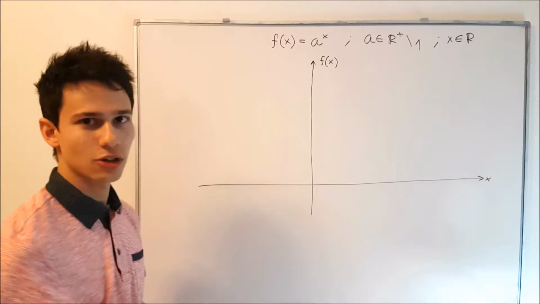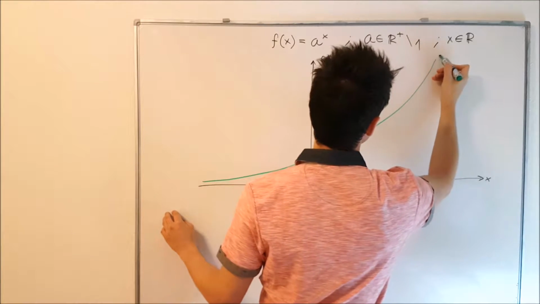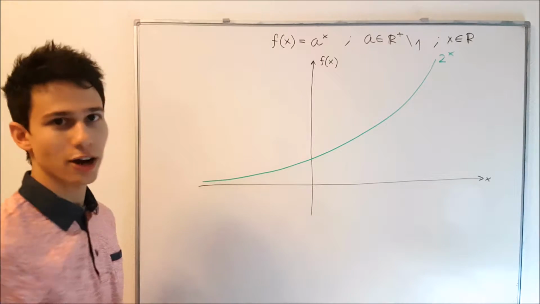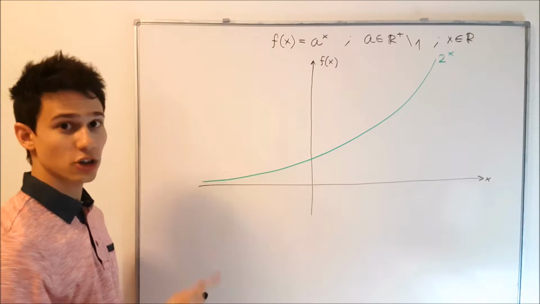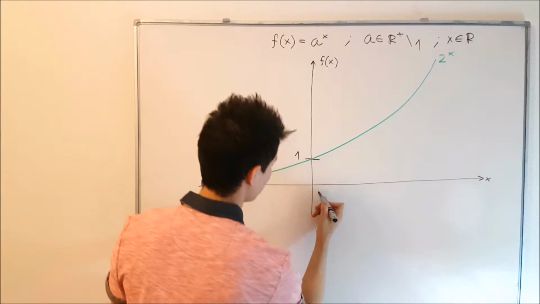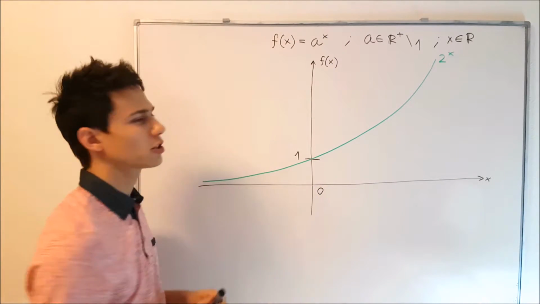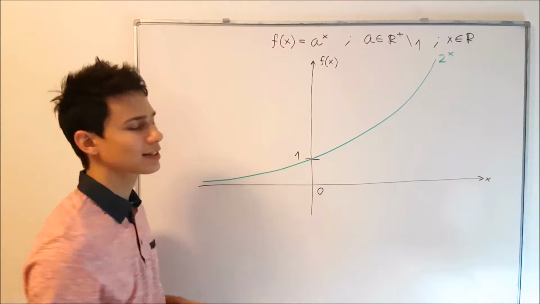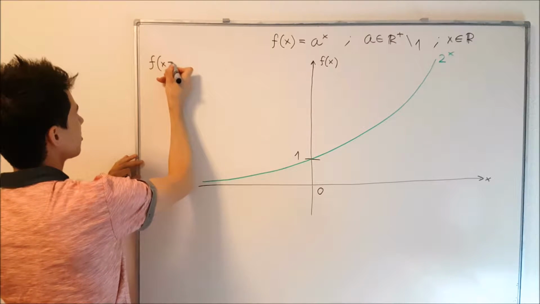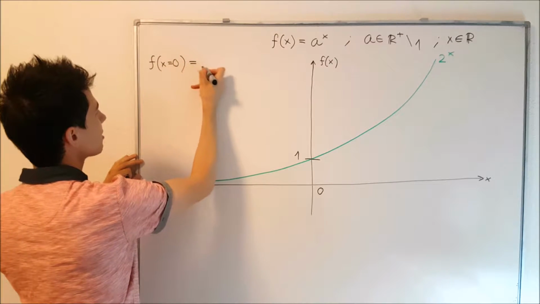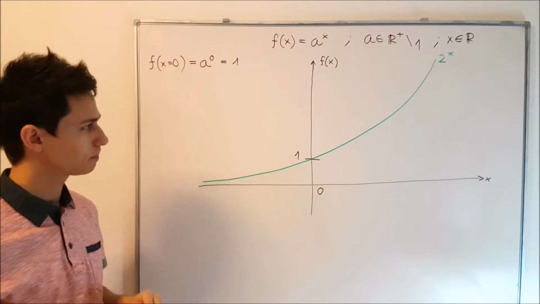So where a equals 2, this would look approximately like this. So this would be 2 to the power x. And this function will cross the y-axis at the value 1. And this is a condition for all exponential functions. So all these exponential functions will cross the y-axis at the value 1. Why? Because if you set the argument x equal to 0, then this will be the same as a to the power 0, and this will just equal 1 for any base a.